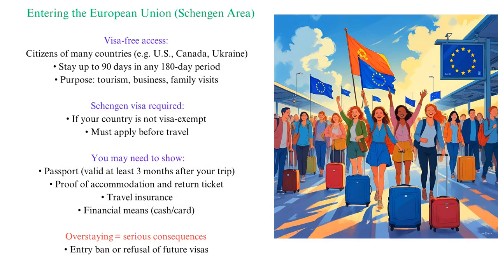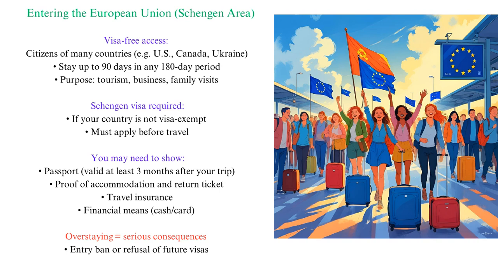Let's talk about entering the European Union or the Schengen area. Many people can enter without a visa, for example, citizens of the US, Canada, or Ukraine. They can stay up to 90 days within any 180-day period. This is for tourism, business, or visiting family. But if your country is not visa-free, you need a Schengen visa, and you must apply before you travel. At the border, you may need to show your passport, a return ticket, proof of where you'll stay, travel insurance, and enough money for your trip.